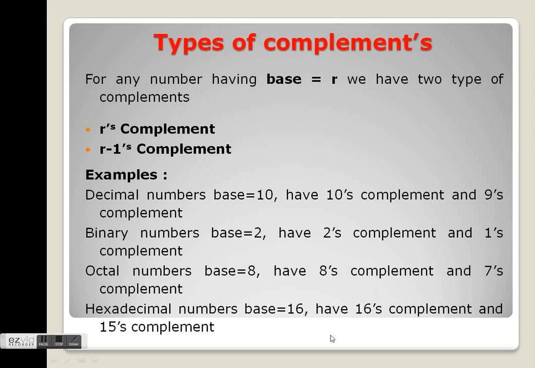And therefore, for decimal number system which has base 10, we have two complements, which are 9's complement and 10's complement. For binary number, we have two complements, 1's complement and 2's complement. For octal number system, we have two complements, 7's complement and 8's complement. For hexadecimal number system, we have two complements, which are 15's complement and 16's complement.